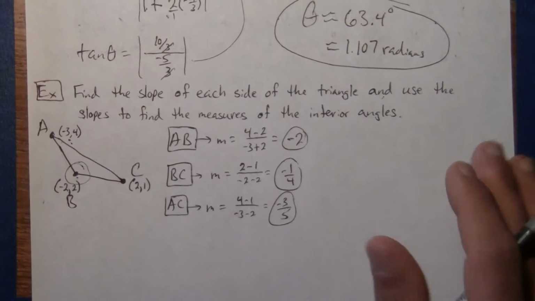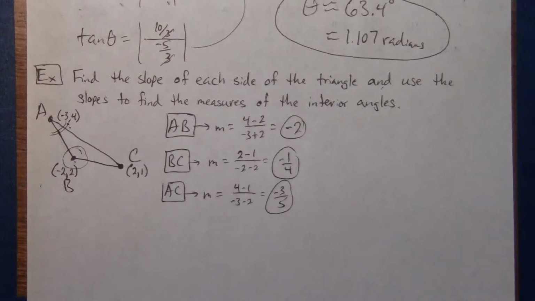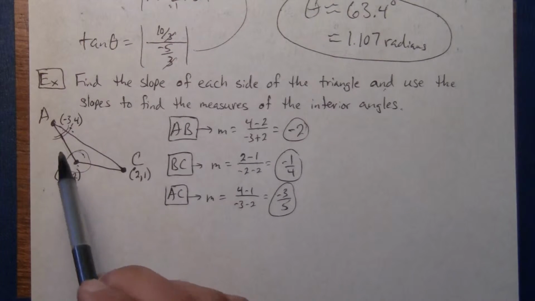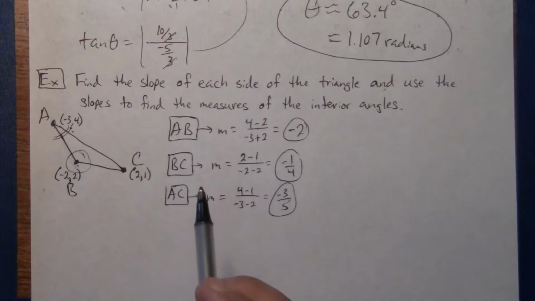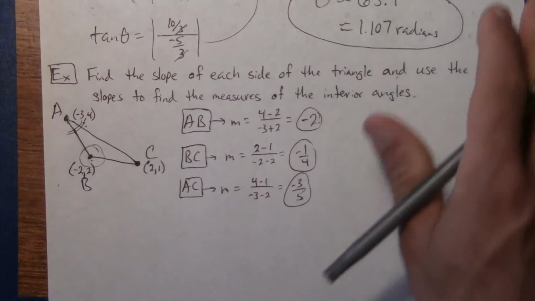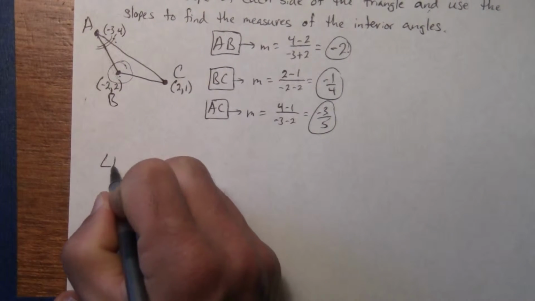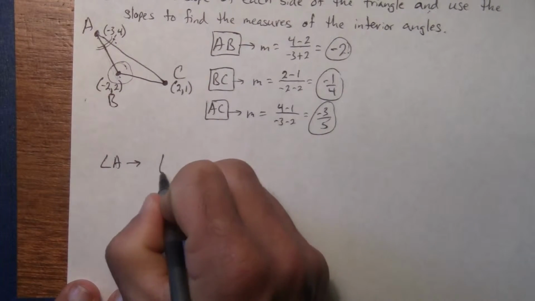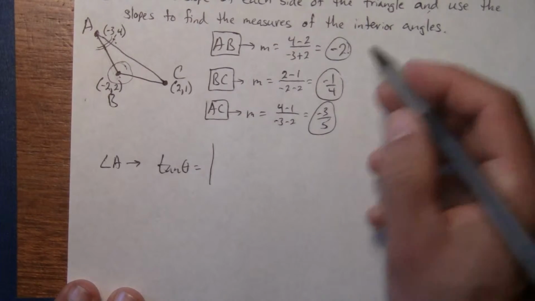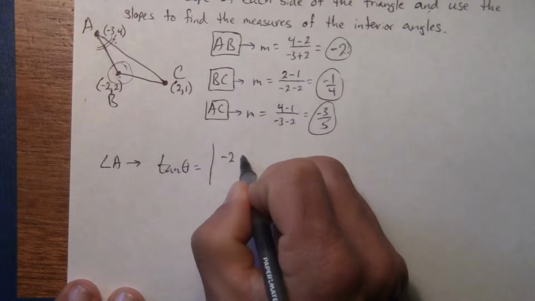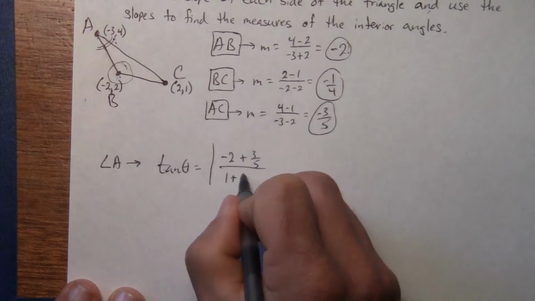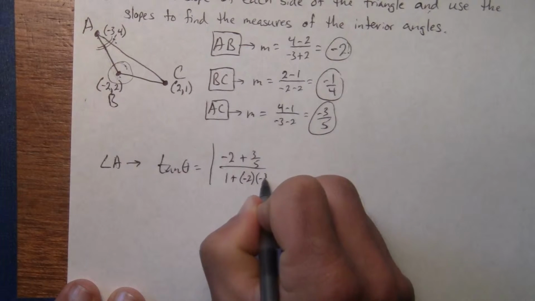All right, so let's say I want to find angle A to start with. Got to find all of them, but let's start with A. Well, look at the line segments that shape that angle. It's AB and it's AC. So I'm going to need to use these 2 slopes to figure out angle A. For angle A, my work is going to be the tangent of theta is equal to the absolute value of, and again I'm using these 2 numbers, negative 2 minus a negative, or plus, 3/5, divided by 1 plus negative 2 times negative 3/5.